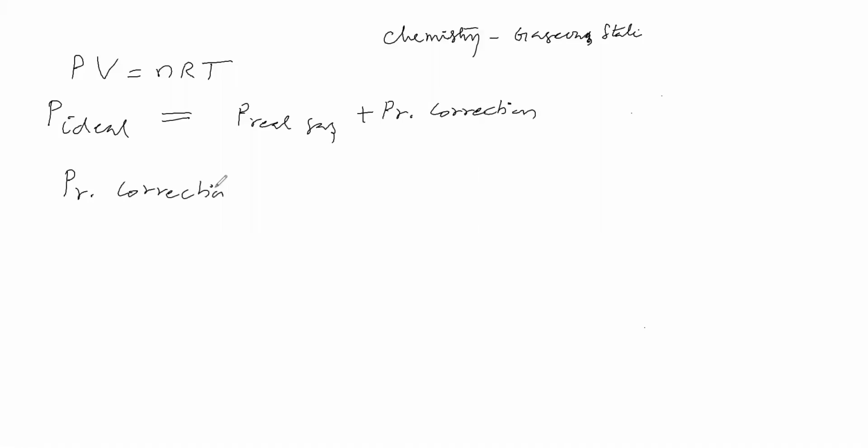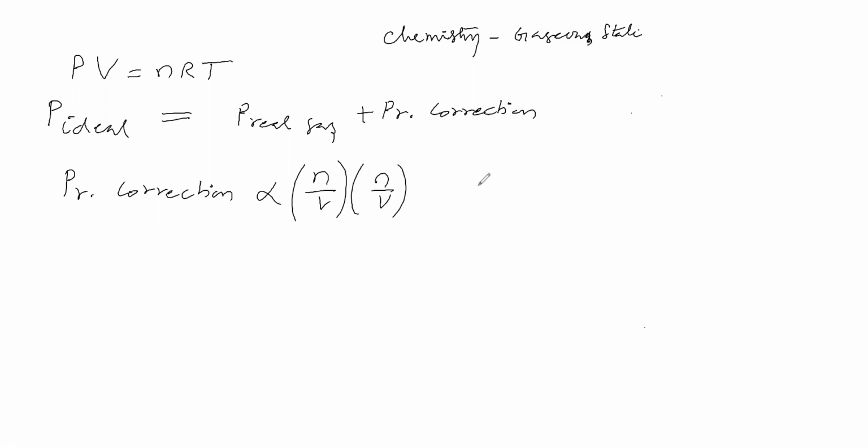it is also a pressure term which is directly proportional to n by V into n by V. This n is called the number of moles of gas, and V is the volume of gas. There is no difference between them. The value is the same here, and similarly this value is the same here. So pressure correction is directly proportional to so and so.